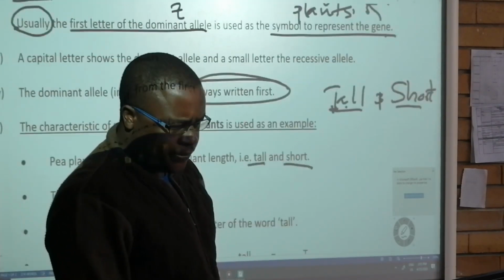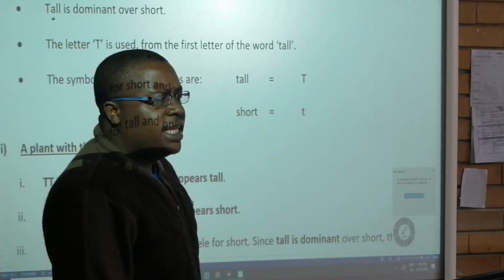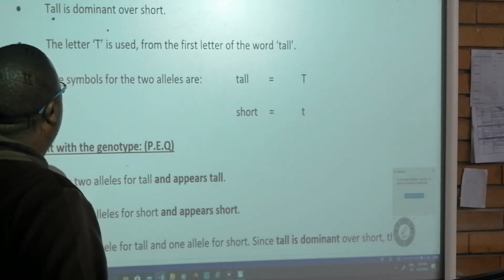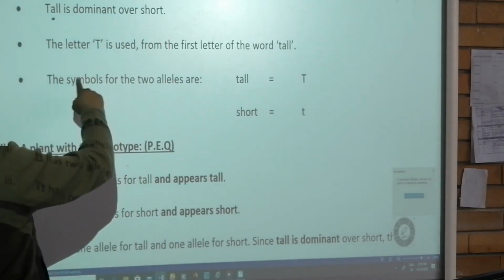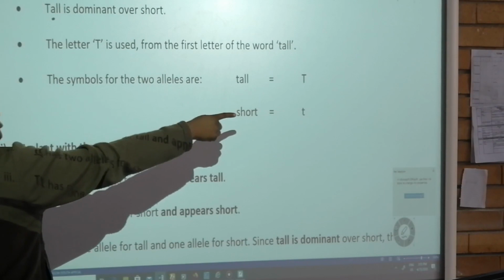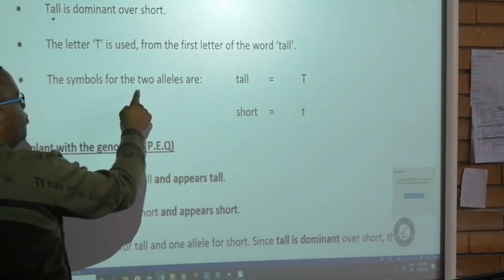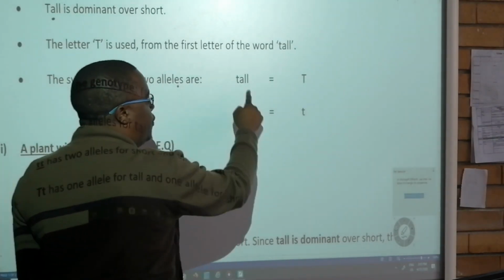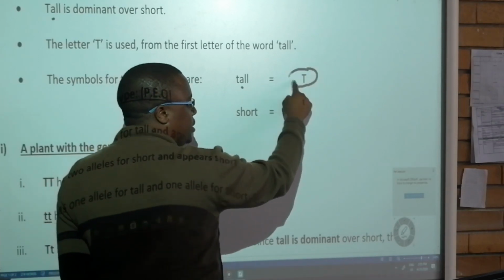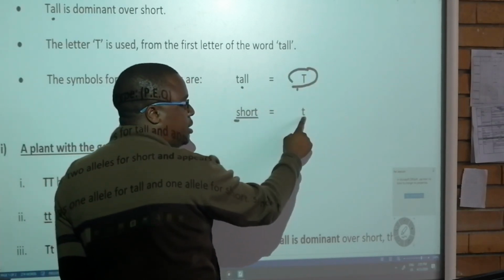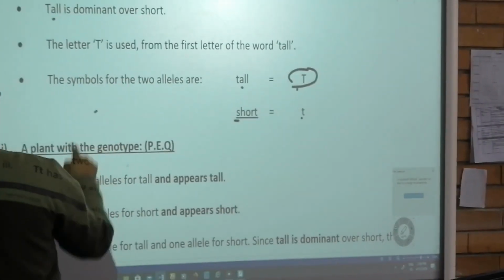So, what are we saying? The letter T, because tall is dominant over short, the letter T is used from the first letter of the word tall. So the symbols for the two alleles become, for tall, capital letter T, and for short, small letter t. Right?